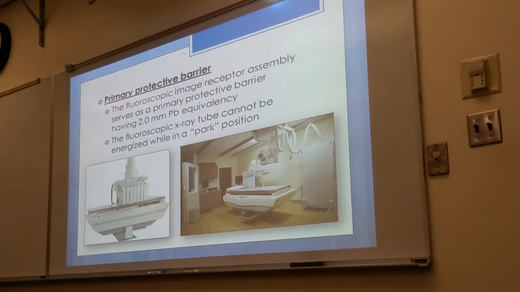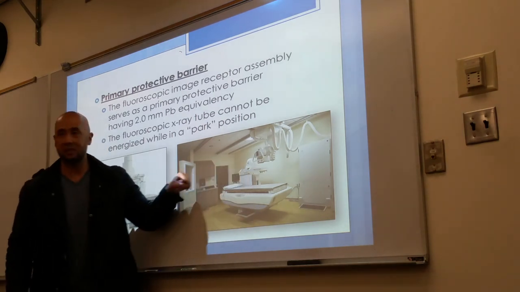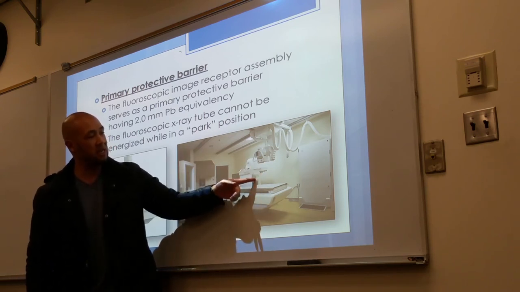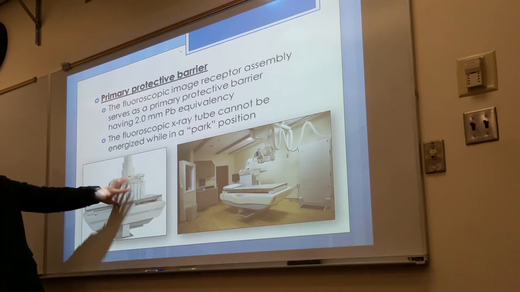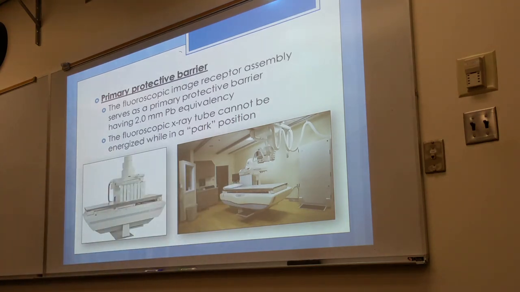Okay, the primary protective barrier. We're talking about fluoroscopy again. The fluoroscopic image receptor assembly serves as the primary protective barrier, having 2.0 millimeters of lead equivalency. Now, the fluoroscopic tower can only be activated when it is pulled across the table. If it's in a park position away from the table, it cannot be activated. Okay, so this is an active position. This is an inactive position. This is parked. Okay, again, a safety feature.